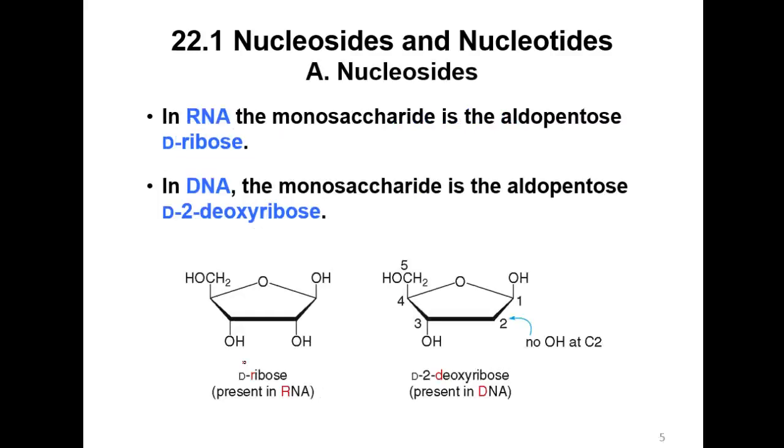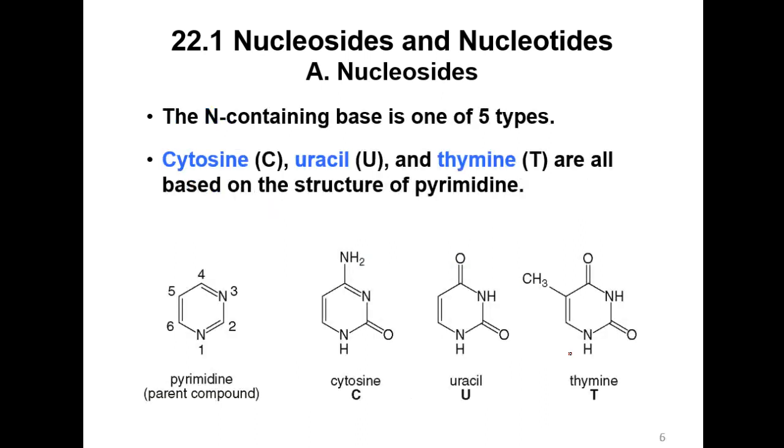All right. So in RNA, the monosaccharide is an aldopentose. It's D-ribose. Here's the ribose sugar. In DNA, it's also a ribose, however notice the OH is not there, hence the name deoxy. Now the bases. There are technically five types of bases. DNA uses four and RNA uses four of them.